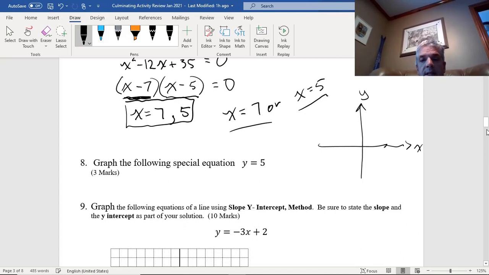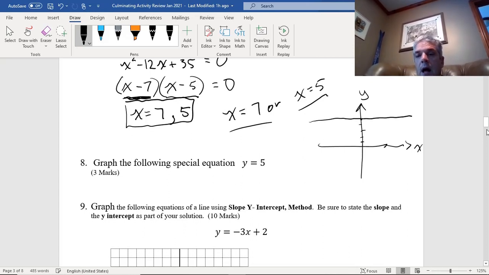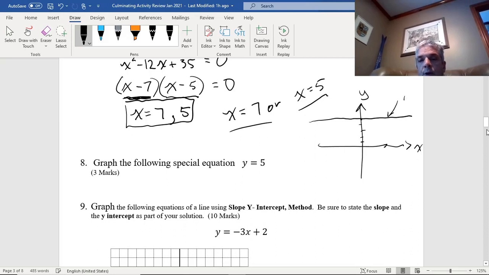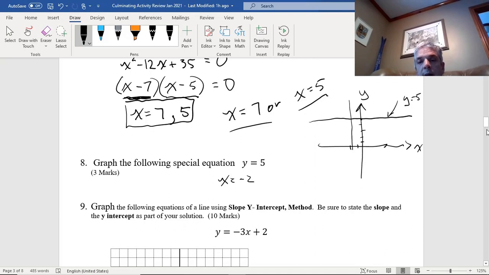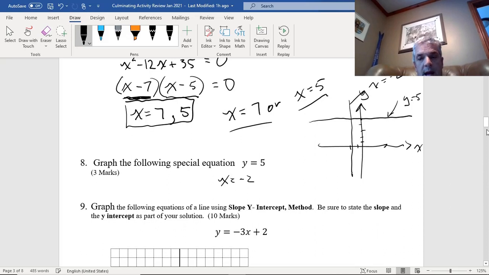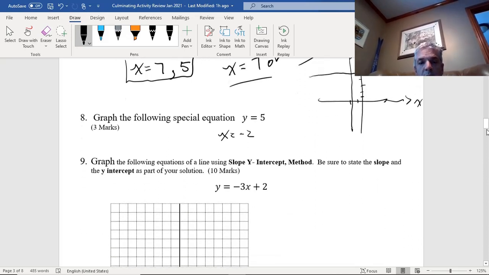I count on the y-axis, 1, 2, 3, 4, 5, and I draw a horizontal line because all along that line y equals 5. So that would be y equals 5 right there, okay? Now, if I give you one that says x equals, say, minus 2, then I go on the x-axis and I find minus 2, and that'd be 1, 2, right here, and this will be a vertical line. So that'll be like x equals minus 2, okay? And that is just a couple of examples of those special equations, okay?